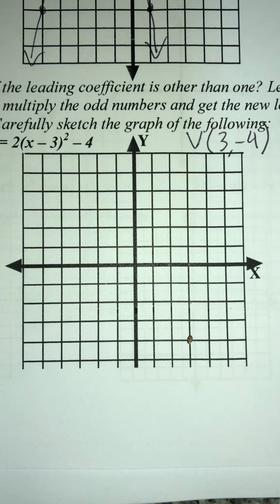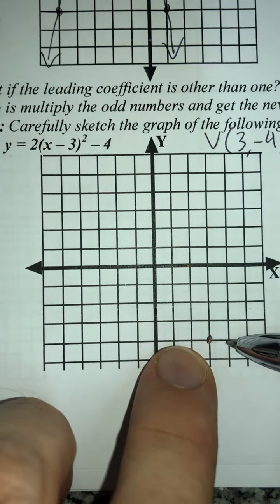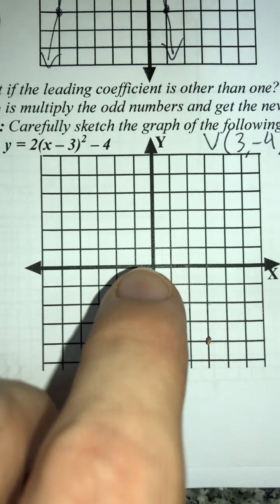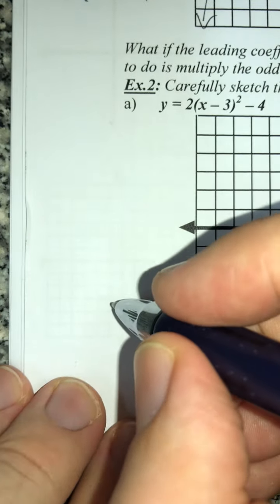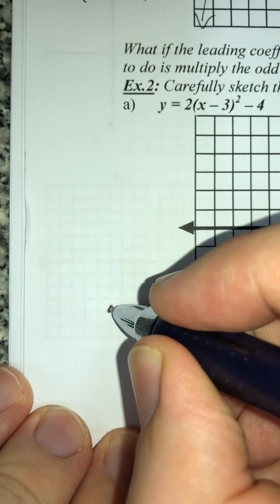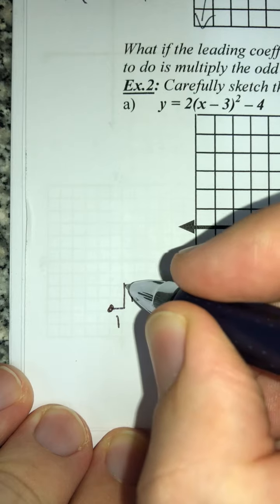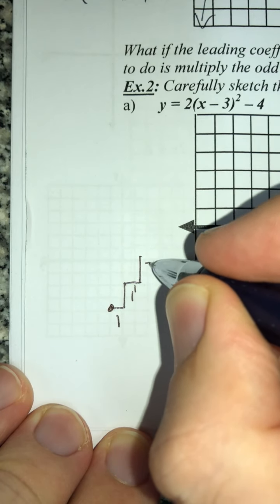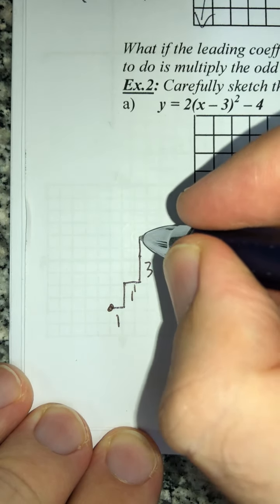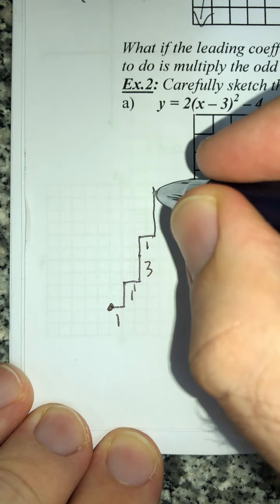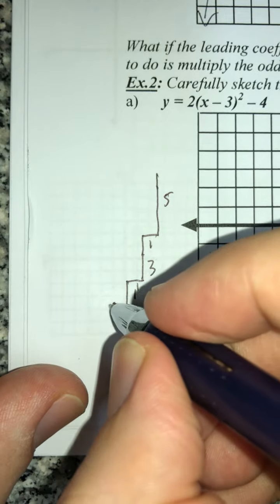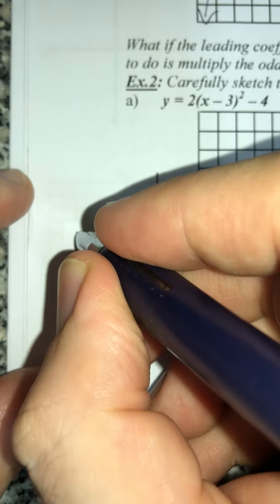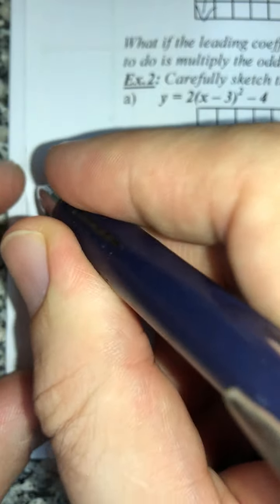But this 2 affects how I do the next points. So instead of going out 1, up 1, out 1, up 3, I'm going to change that pattern. So here's the typical pattern. So here's the vertex. Out 1, up 1. Out 1, up 3. Make that a little bit longer. Out 1, up 5. And so on and so forth. Same thing on the other side. Go up 1, go up 3, go up 5.